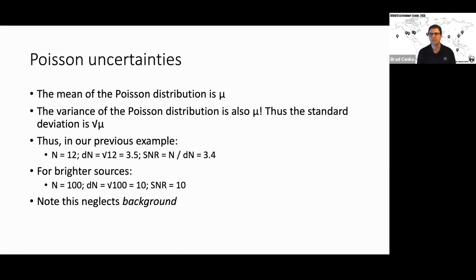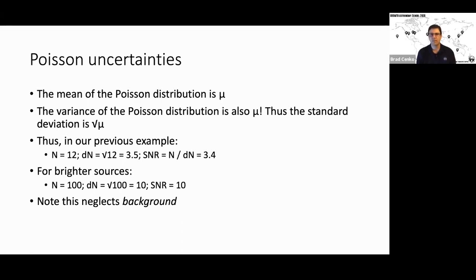And so put in a different way, the standard deviation, which is what we usually work with, is just the square root of mu. So in our previous example, if we had detected 12 photons, we can easily calculate the uncertainty in that measurement and just take the square root of that, which is 3.5. And if you want to know what your signal to noise ratio is, it is just the number of photons you detect divided by the uncertainty in the number of photons. And so 12 photons leads you to a signal to noise ratio of about 3.4.